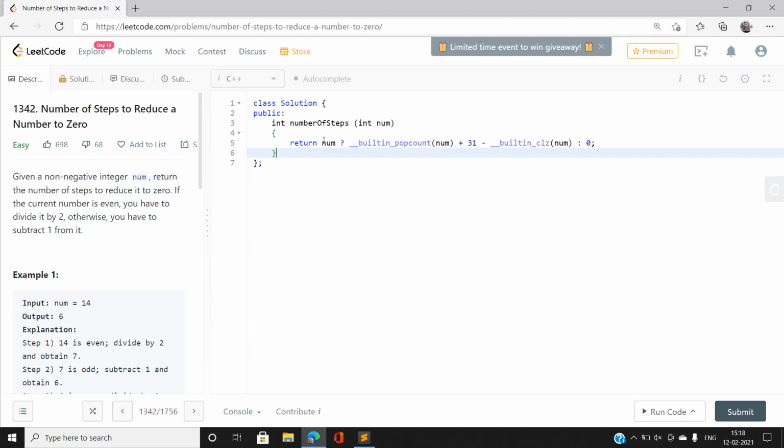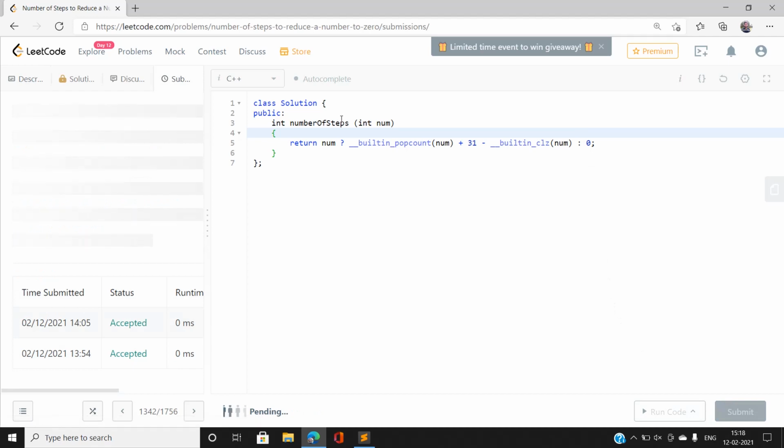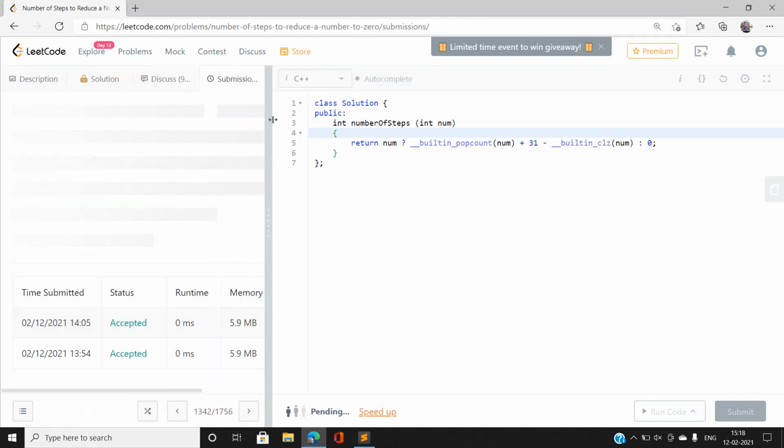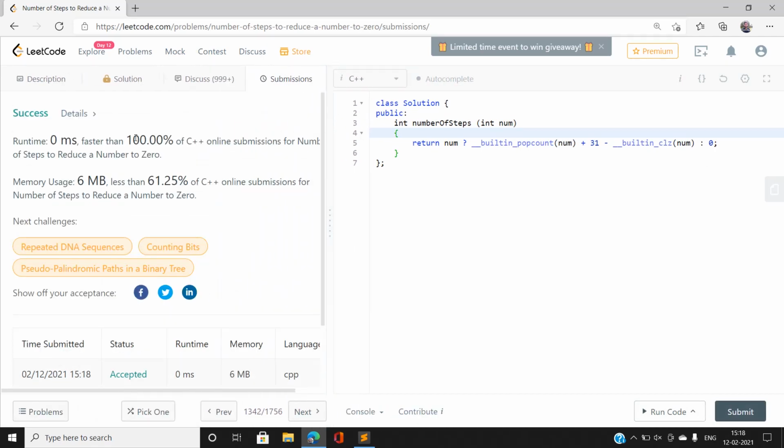So I have to use: if num is greater than 0, just do this, otherwise return 0. Let us submit this and check out if this is a faster solution or not. Yes, you can see it is 100% faster than C++ online submissions.